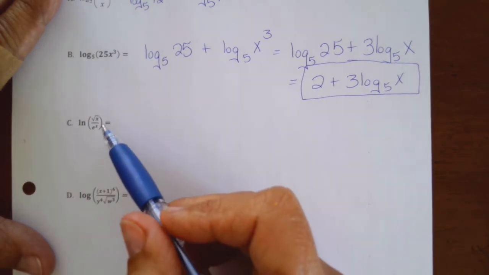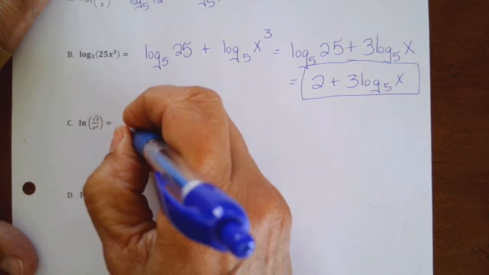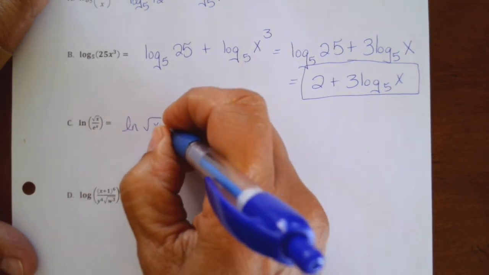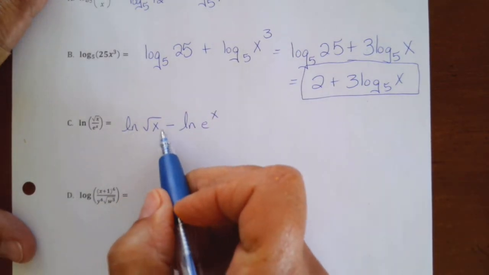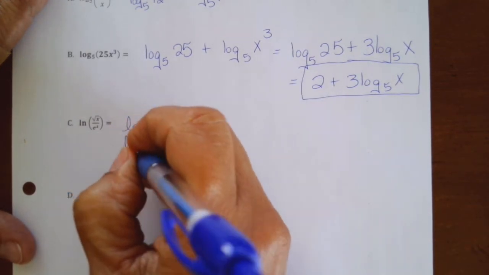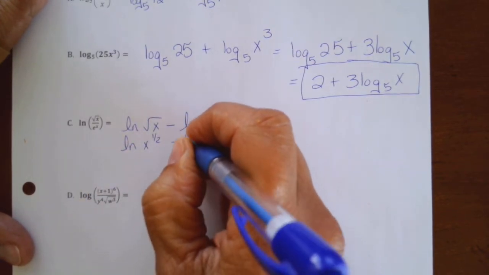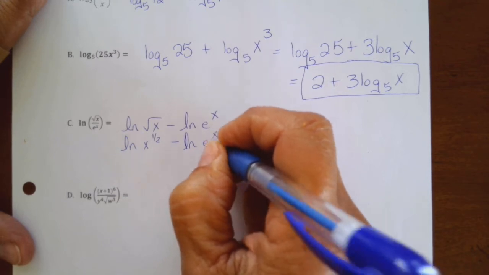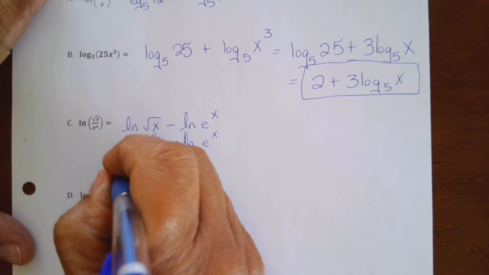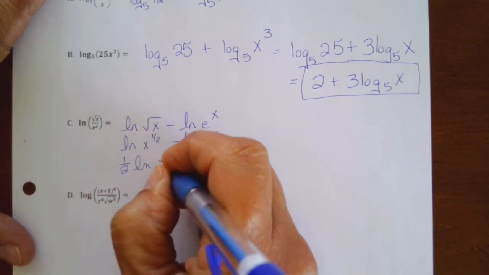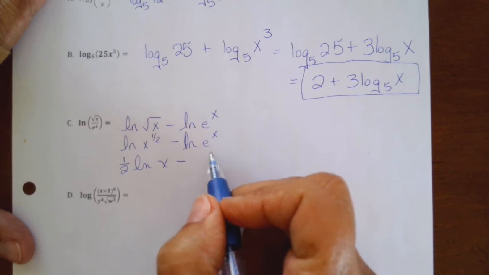All right, moving on to part C. Division. So we're going to break up the division by subtraction. So we'll have the natural log of the square root of x minus the natural log of e to the x. All right, this is x to the 1/2. So let's try to make my L's look like L's. Okay, so now you have the exponent of 1/2 that has to come out front. So this is 1/2 the natural log of x minus the natural log of e to the x.